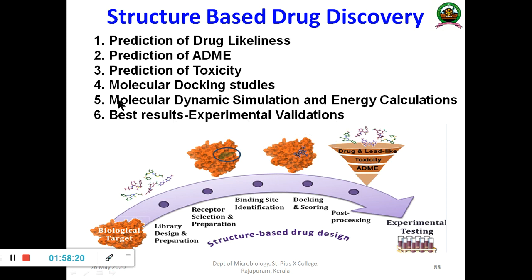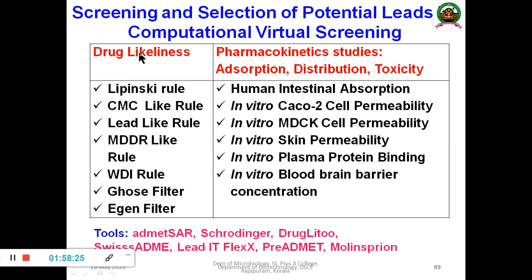So finally you will do docking and MD simulation. Then, drug likeness. There are so many filters for the selection of a potential drug molecule. For drug likeness, you have the Lipinski rule, the combinatorial medicinal chemistry like rule, the CMC lead like rule, the MDDR like rule, similarly the World Drug Index rule, the Ghose filter, and the Egan filter. These are drug likeness properties.